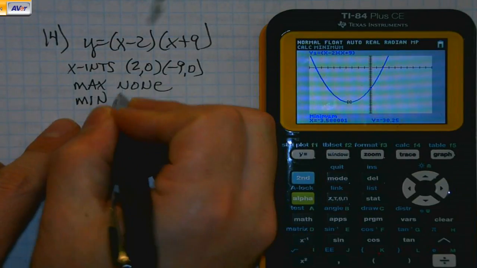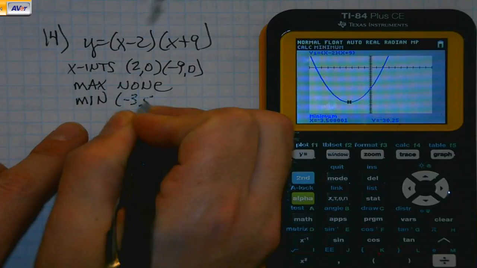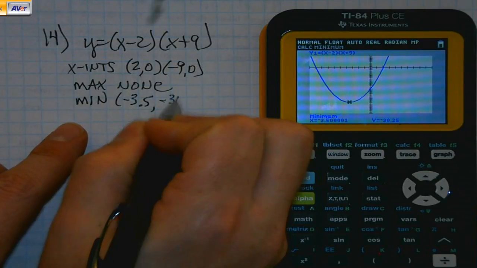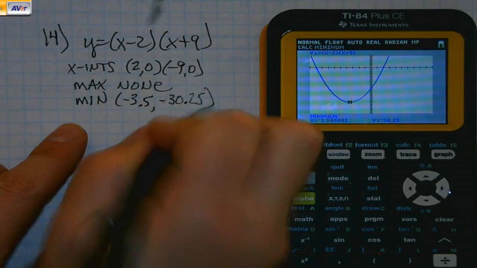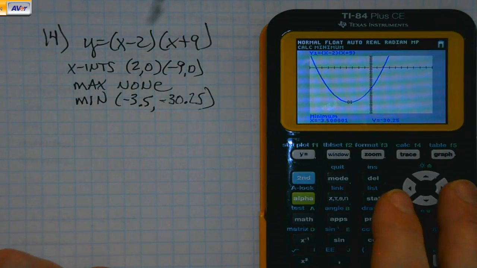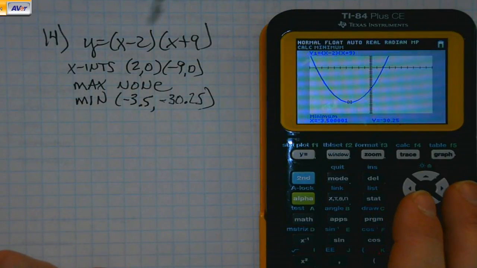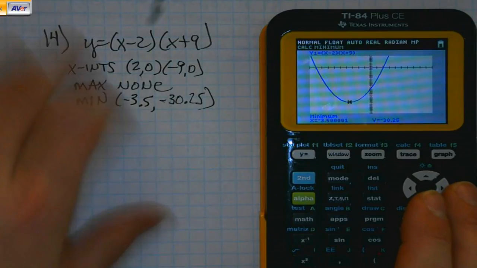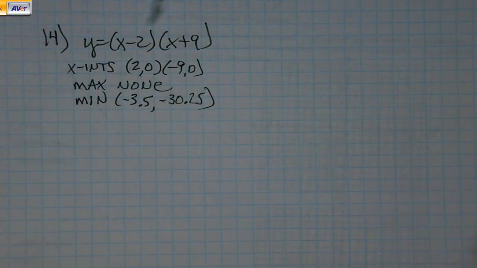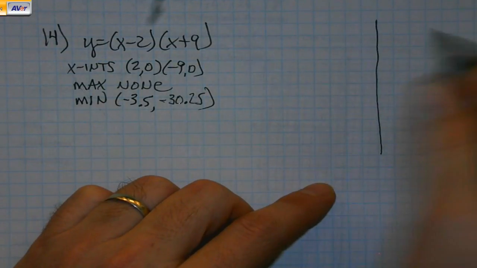And my min is at -3.5, -30.25. Hello. So you're like, how in the daylights am I going to graph that? Because I do want you to find the information, but I do want you to make a sketch. So here would be my suggestion.